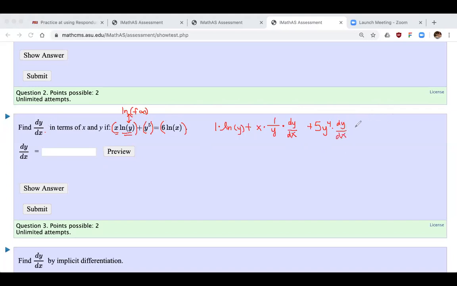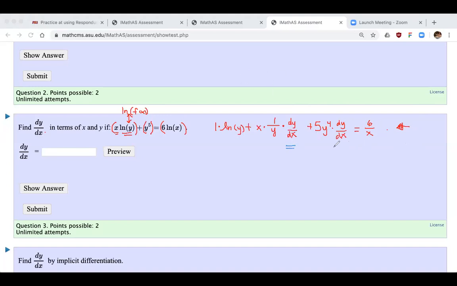And then on the right-hand side, there's no expressions with y. I've just got a coefficient and a natural log of x. I'm taking a derivative with respect to x. So 6 times 1 over x, I'm going to write it like that. So at this point, the calculus is done, but we're not done answering the question yet because it asks us to find dy dx. And notice that dy dx appears in two places.